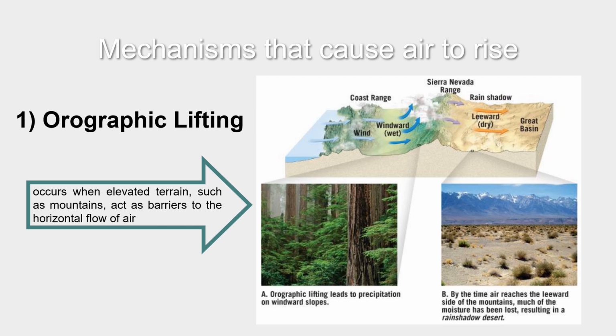Actually, if you noticed from these two figures, there is the illustration above. The wind blows, the blue arrows, horizontally, but then there's the barrier. Then it goes up, and by the time it reaches the leeward side, most of the moisture already has been lost. So this is like the Great Basin. That results in a rain shadow desert.